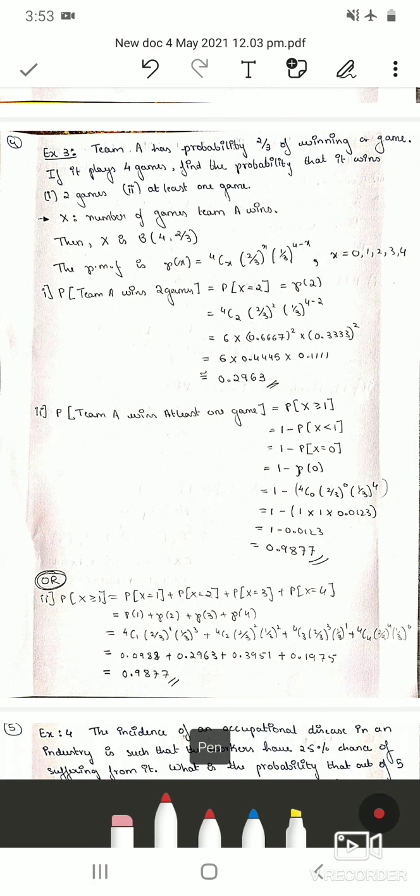So 4c2 is 6 into, so 2 by 3 when you divide, you will get it as 0.667. Take the number of digits after the decimal to be 4, so you will get an accurate answer. So don't just stop after the decimal with 2 digits. Write at least 4. So 2 by 3 is 0.667. So it is 0.667 whole raised to 2 into 1 by 3 is 0.333. So 0.333 raised to 2. So it is 6 into, you have to multiply 0.667 2 times.